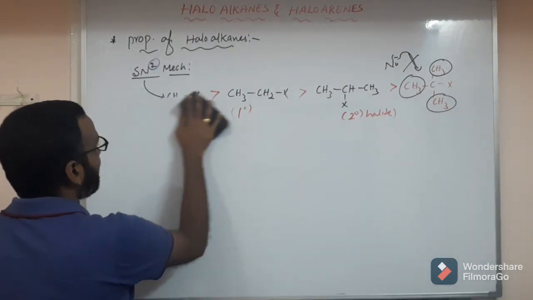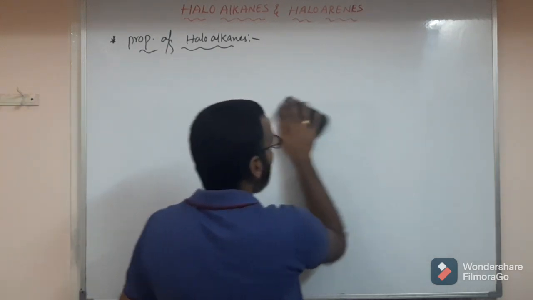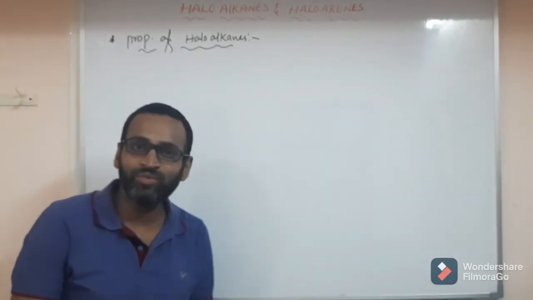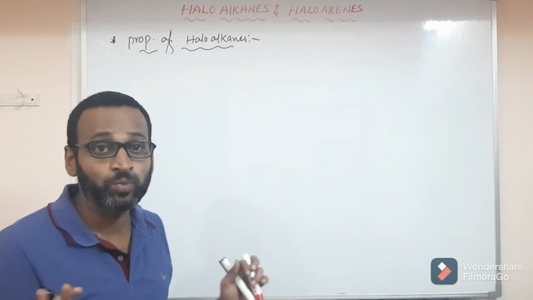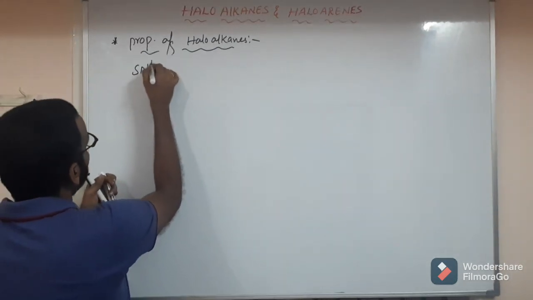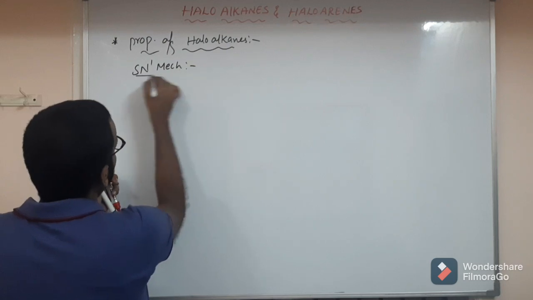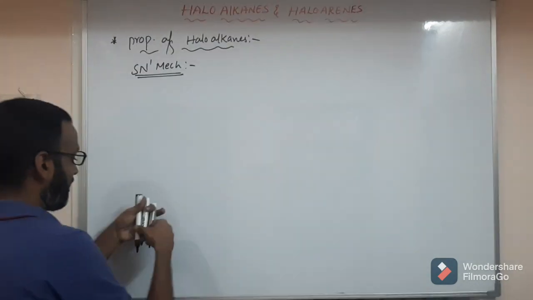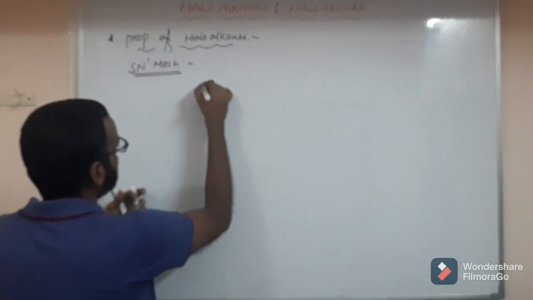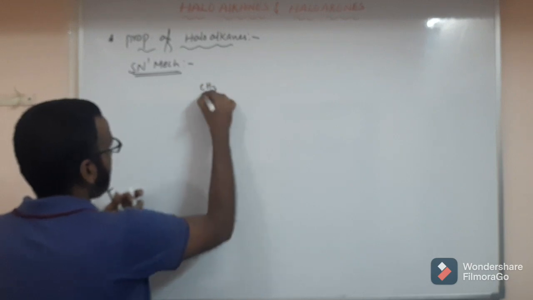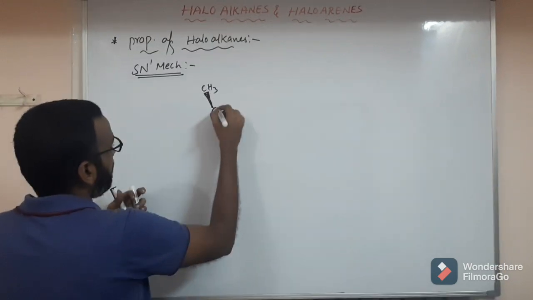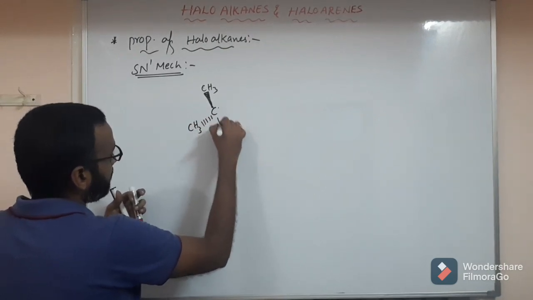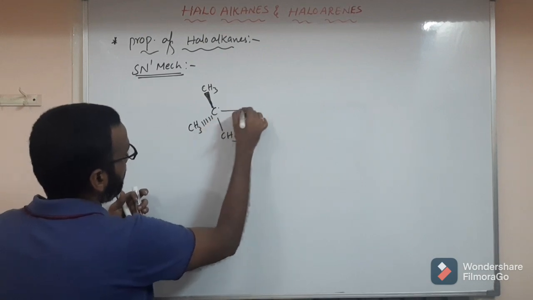If you see the SN1 mechanism, it's not like that. Nucleophile won't approach from the backside because the groups are very big. Now we have to consider the SN1 mechanism. Here you have a methyl, this is above the plane, and here you have one below the plane. Suppose one more methyl is there, and here you have X.